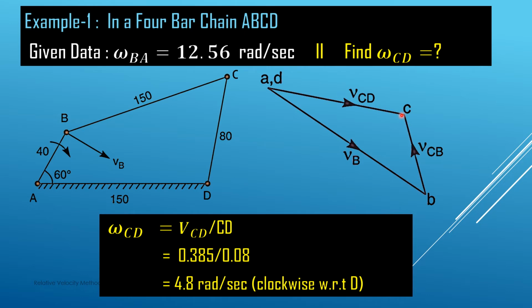Now if we join c with d, we have the velocity of C with respect to point D. The direction is from d to c.